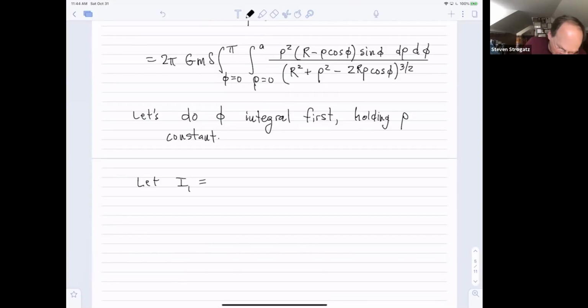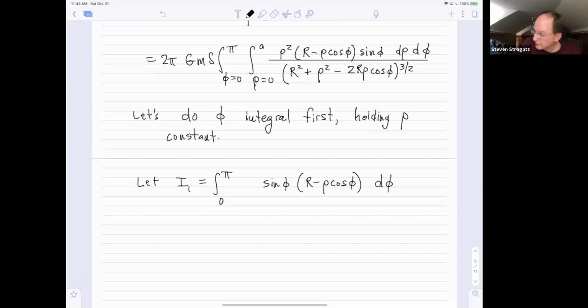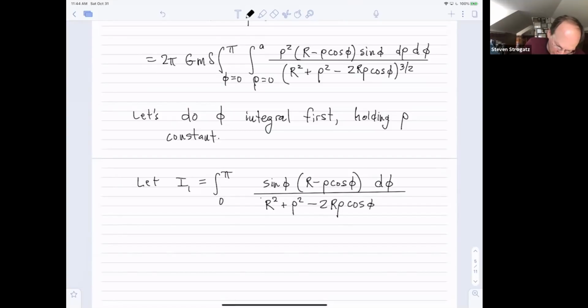So let's define I1 to be this integral from 0 to pi of sine phi times r minus rho cosine phi, d phi, all over that denominator, r squared plus rho squared minus 2r rho cosine phi to the 3/2.